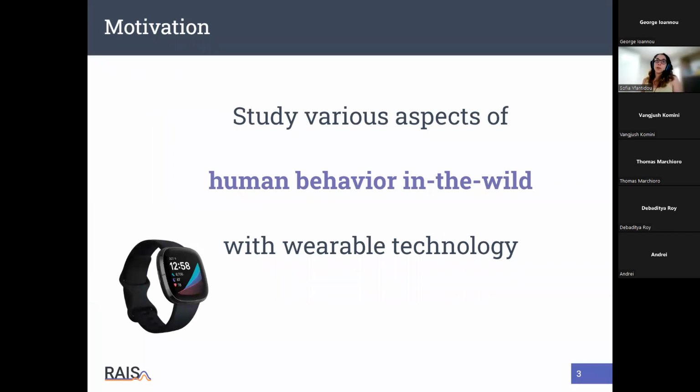Specifically, why did we do this study? Why did we want to start in the beginning with Stefanos and collect user data?